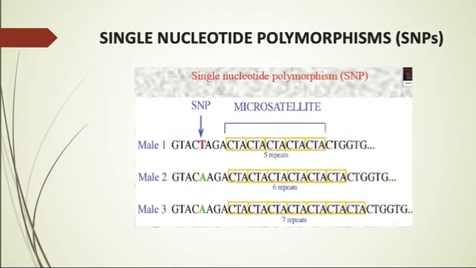So in this slide you can see there is only a single nucleotide polymorphism. In the microsatellite, you can see there are 5 repeats of the nucleotide bases, whereas in this case only a particular nucleotide base is changed, that is T is changed to adenosine in both these DNA strands. So this is only a single nucleotide polymorphism.